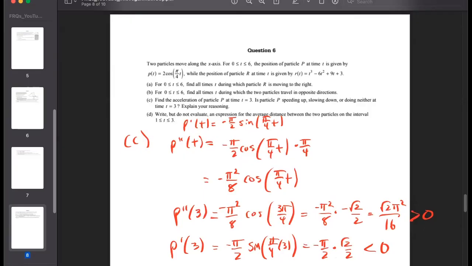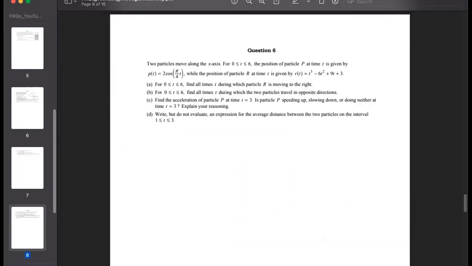All right, part D. Write but do not evaluate the expression of the average distance. Average distance reminds me very much of average value. So we're trying to find something like this. They told us that it's between 1 and 3. So our average distance is going to be 1 over 3 minus 1, integral of 1 to 3. And this is just average distance.